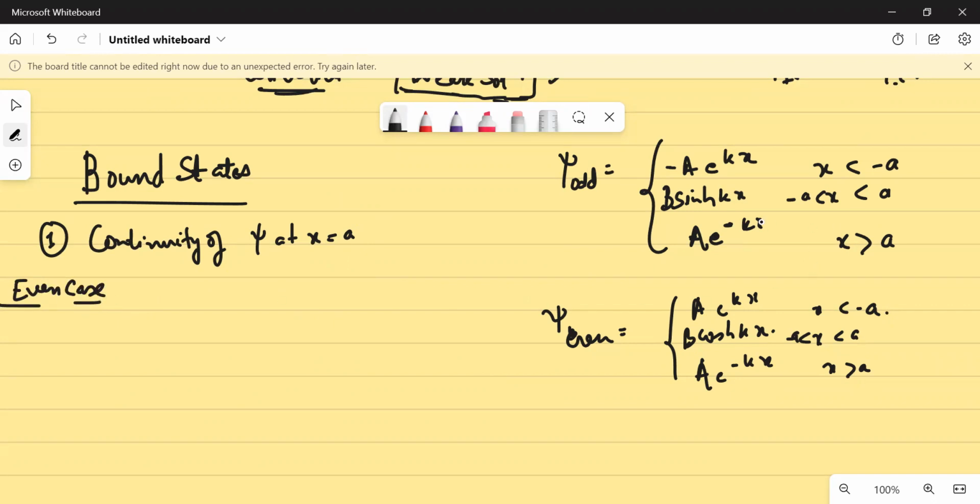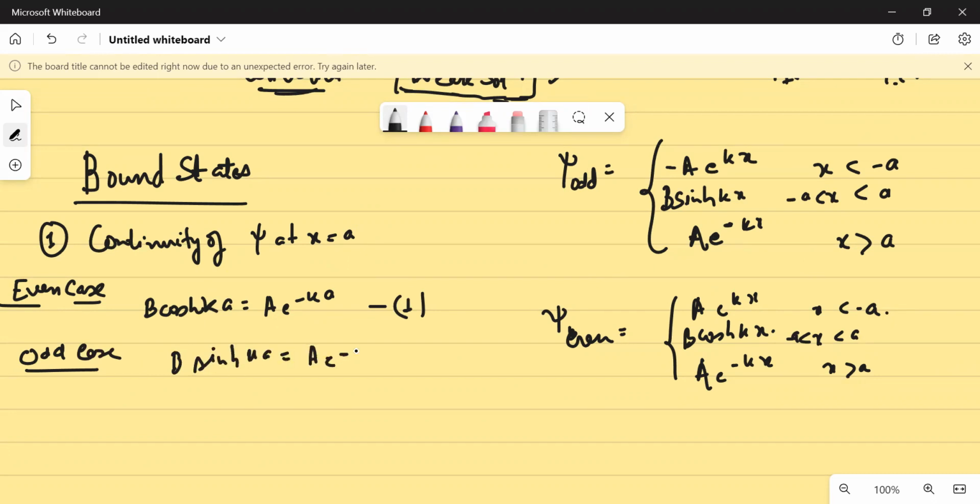So the even case at x equal to a means b cosh(ka) must be equal to a e^(-ka). And similarly for the odd case, I'll write these equations, otherwise this will be a problem later on. So for the odd case, it will be b sinh(ka) equals a e^(-ka). Is that clear? So we are just applying the continuity conditions, nothing else.